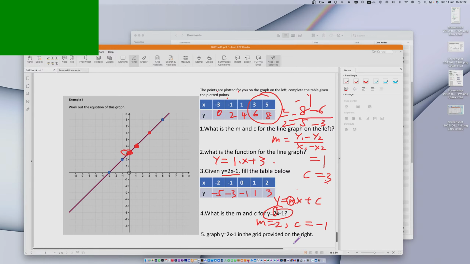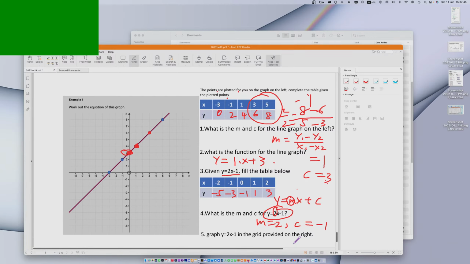How many ways to find m? Which two? The formula and comparison. Comparison to what? Compare to the y equals mx plus c format.